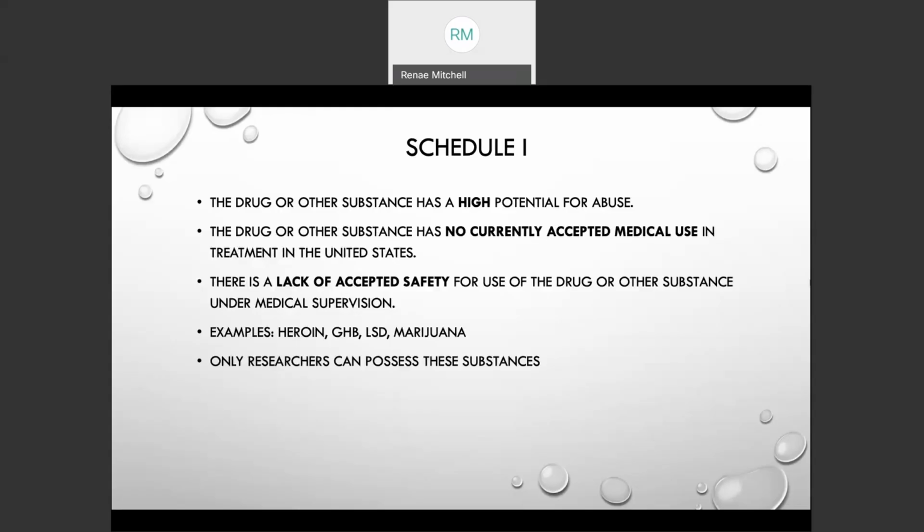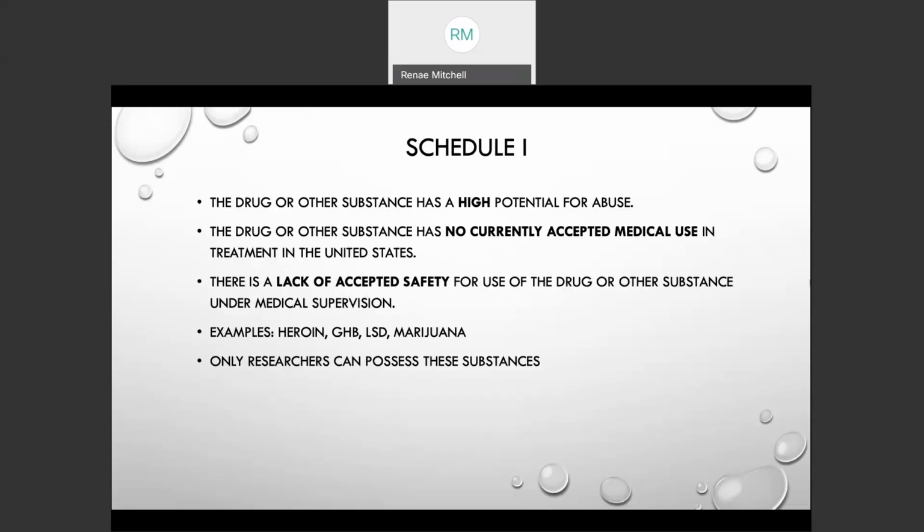Schedule 1 drugs, and these are going in order of most restricted to least restricted drug. So Schedule 1 drugs are the most restricted drugs. They're drugs that have a high potential for abuse with no current medical use. And there's a lack of accepted safety related to that drug. Examples in this category are heroin, GHB or roofies, and LSD, and then also marijuana.